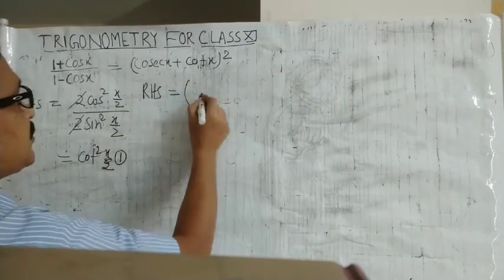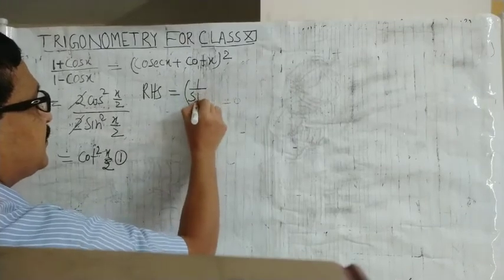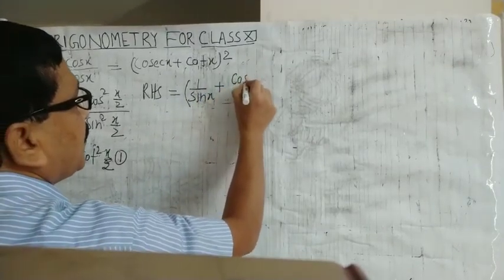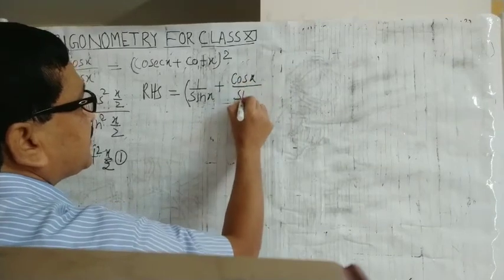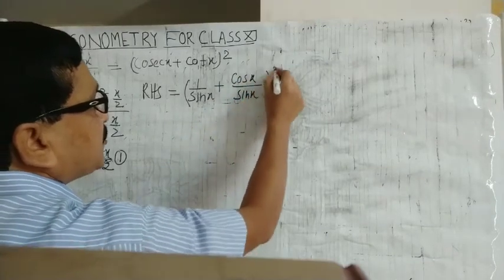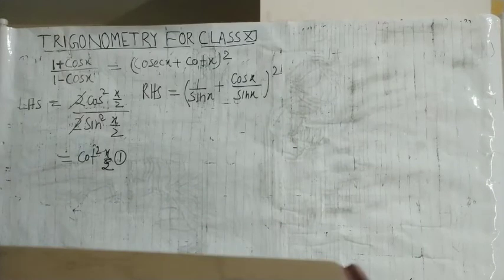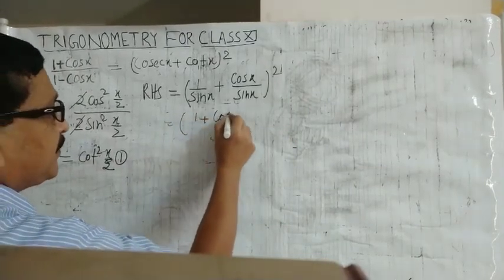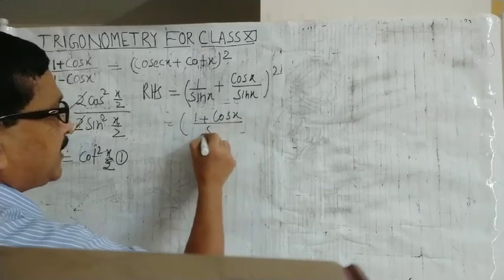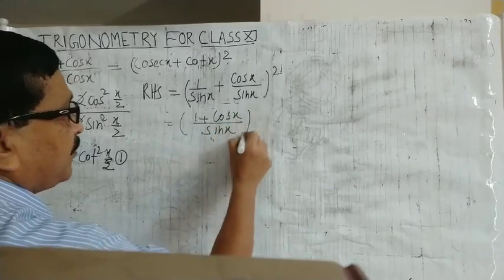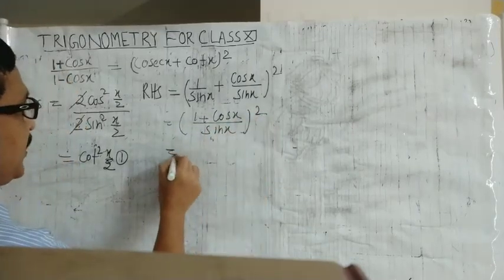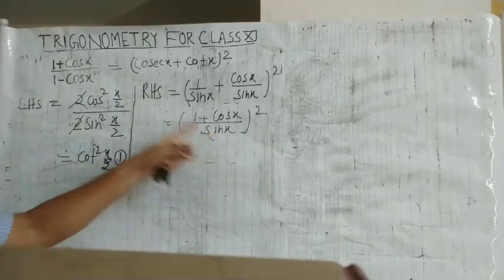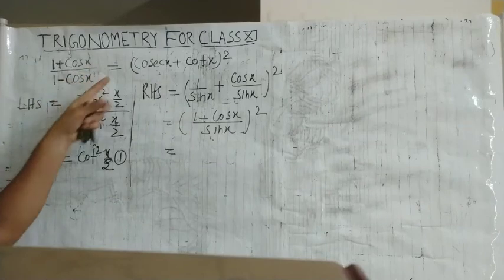Cosec x is 1 by sin x plus cot x, which is cos x by sin x. And the whole square will remain as usual. Now see, this is equal to 1 plus cos x by sin x whole square. Again putting the value of 1 plus cos x as we substituted here.